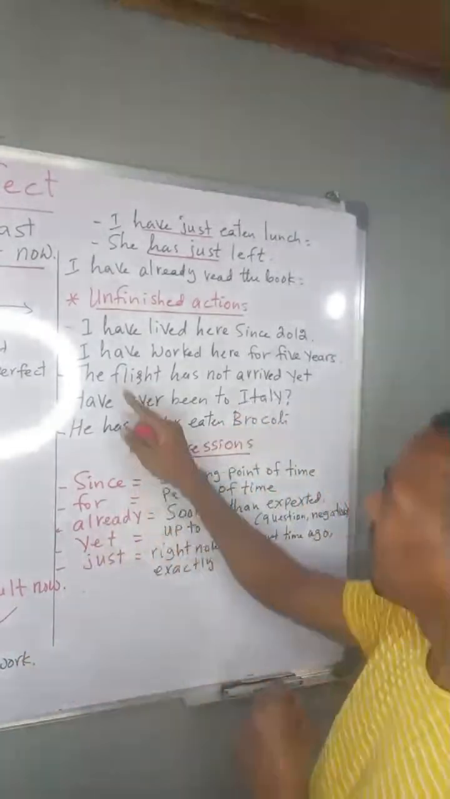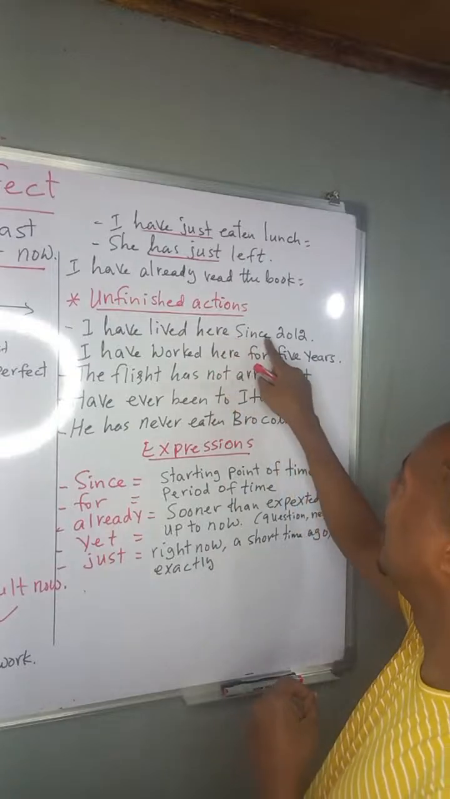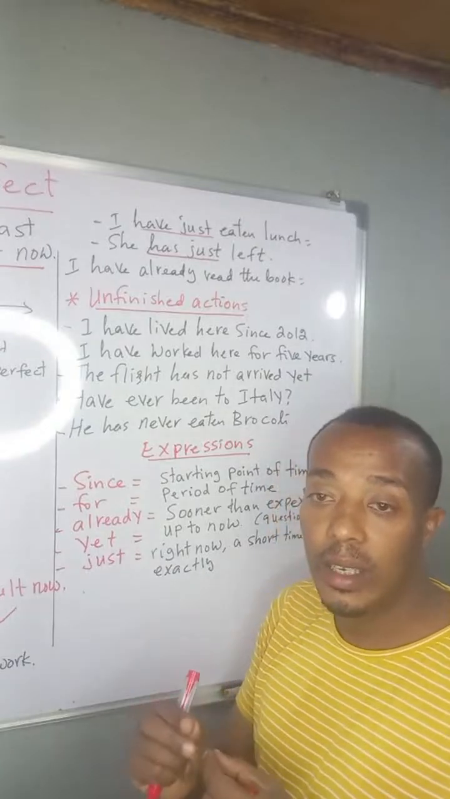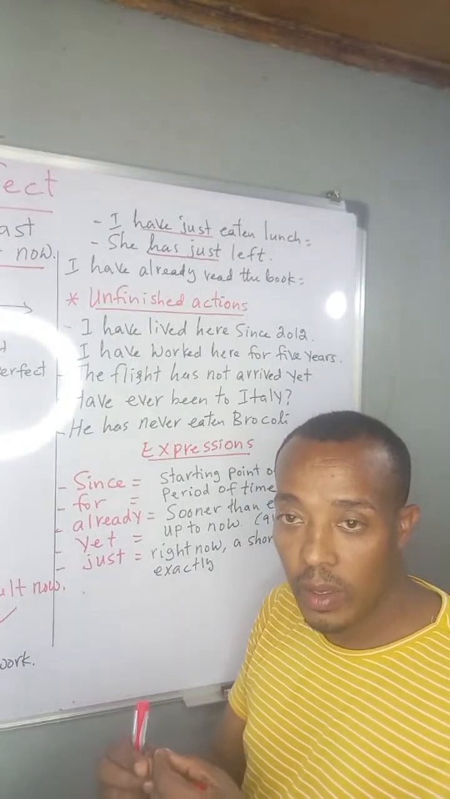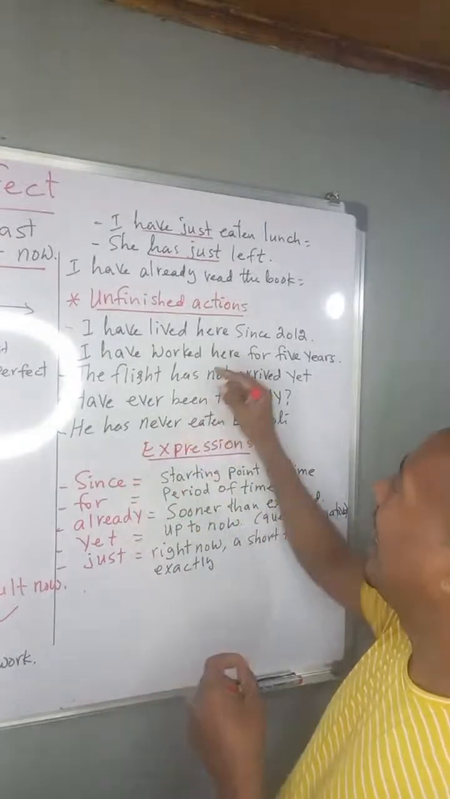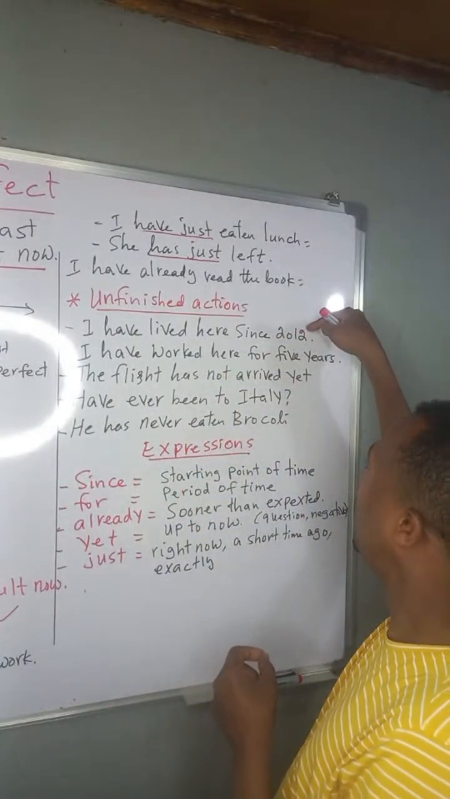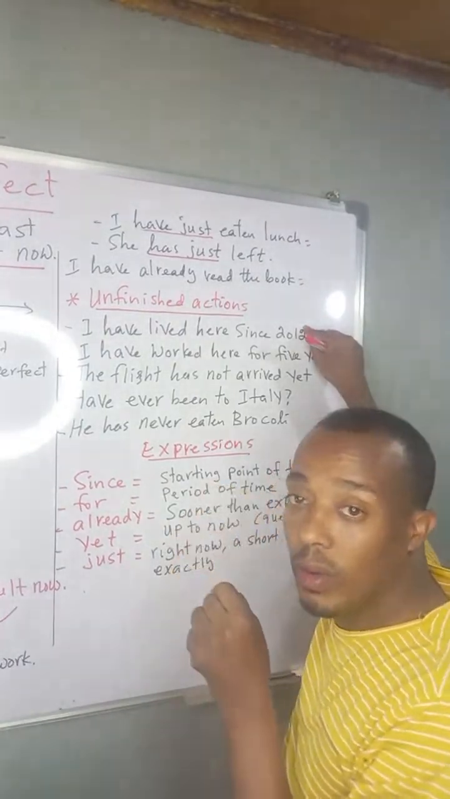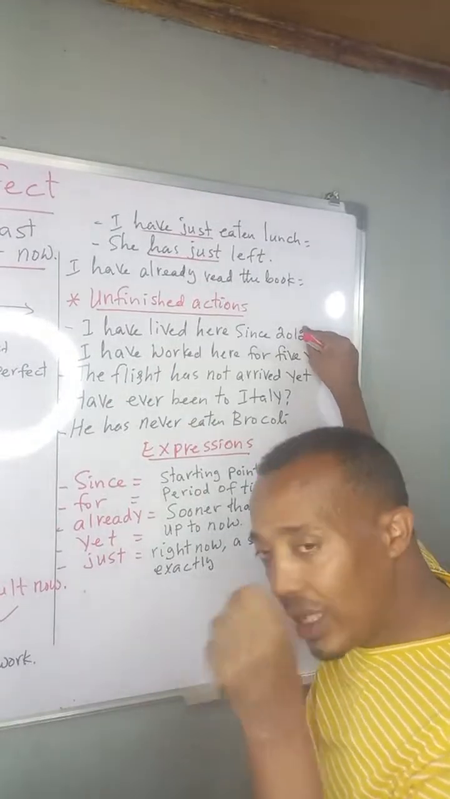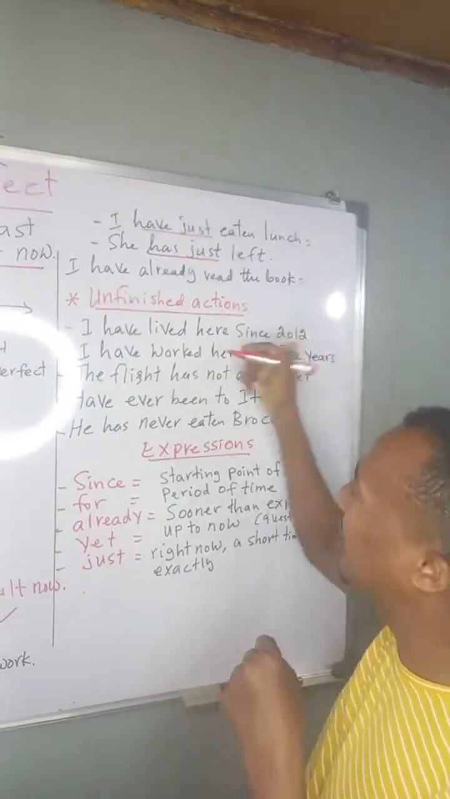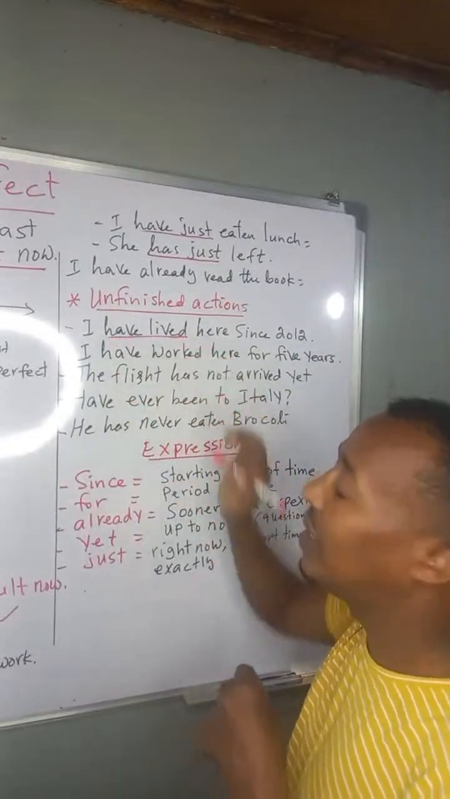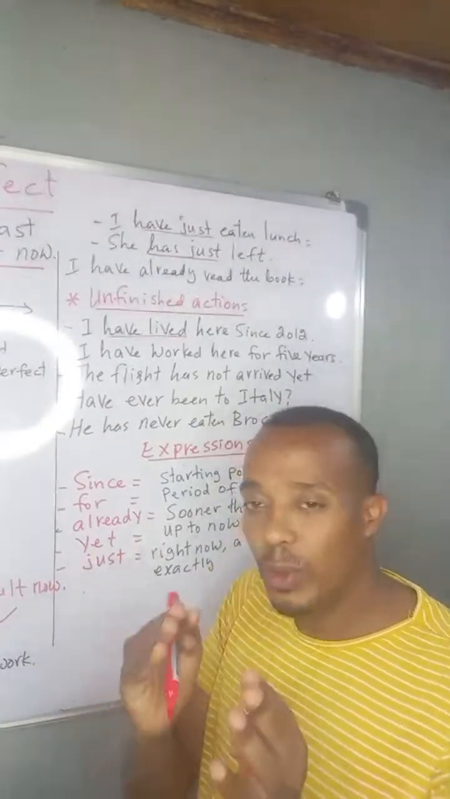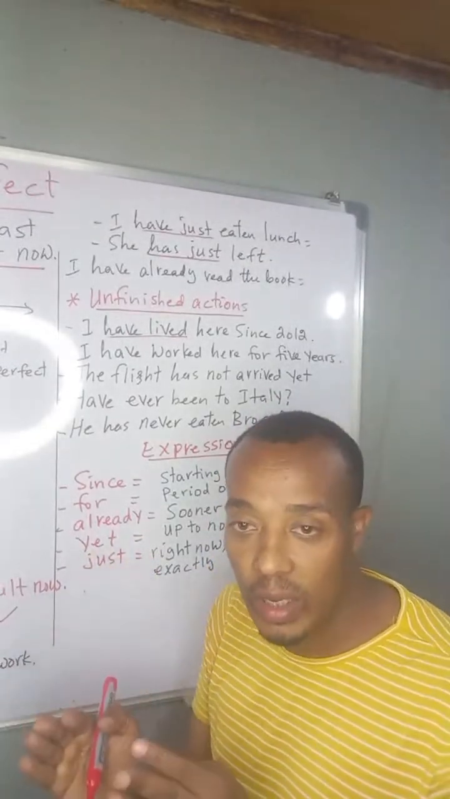For example, I have lived here since 2012. What does it mean? Which means I started living here in 2012, starting from 2012 up to now. The action is not finished. Still I am living here. So an action that started in the past and is still going on, or that continues up to the present time, we use present perfect tense.